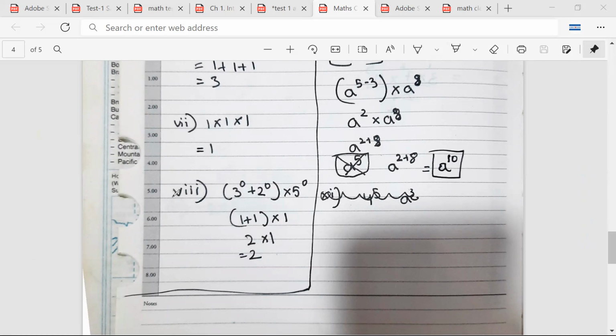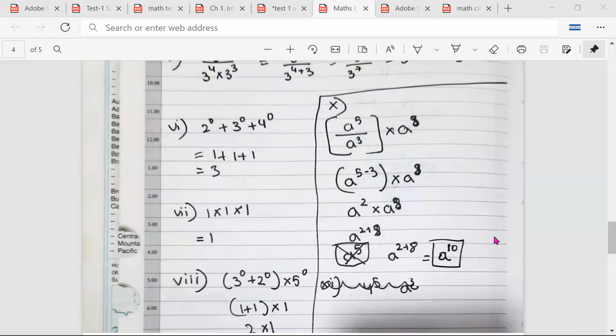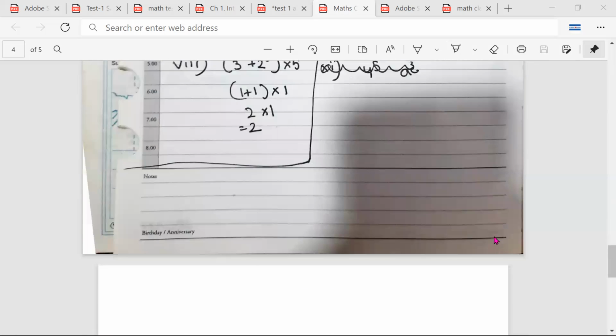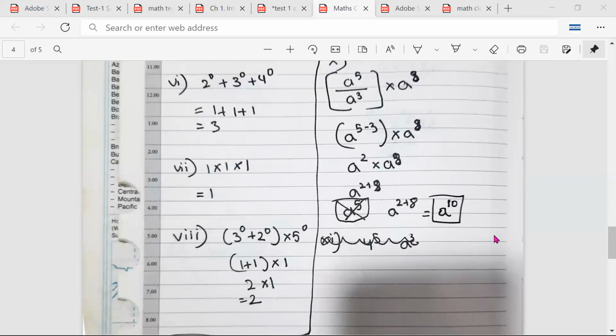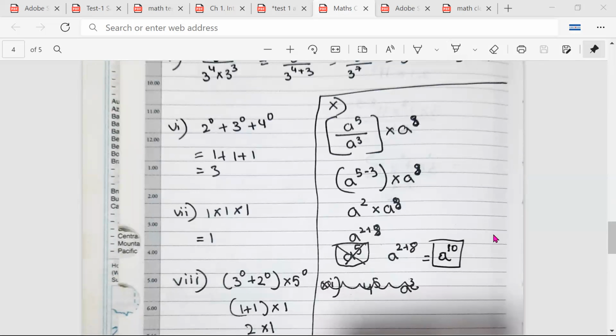Yes, sir. 8th part, this would be 1 plus 1 into 1, 2. Correct. Any doubt about this? No, sir. Okay. Again, 8th, okay, 10th. Anybody has a doubt on this question?